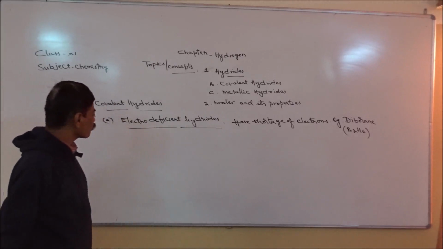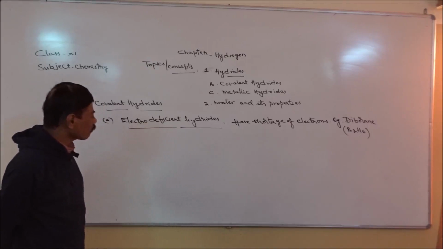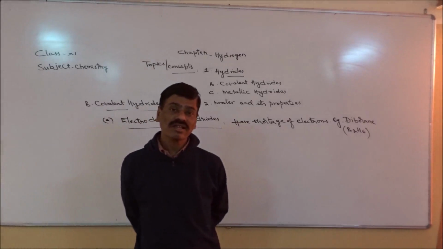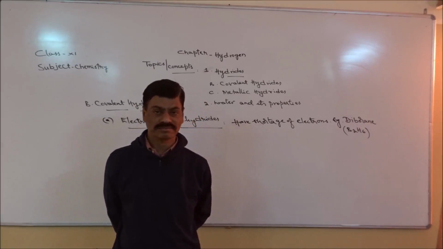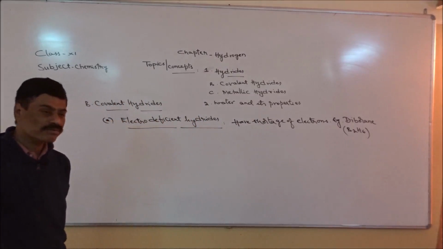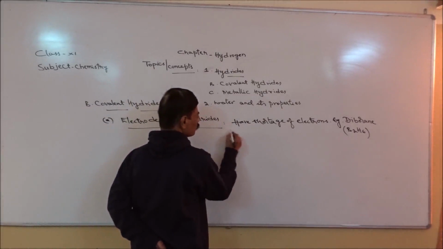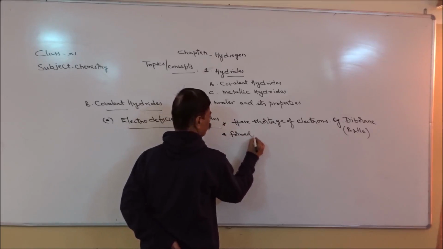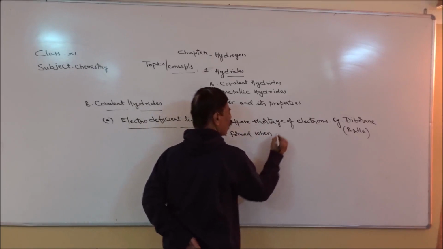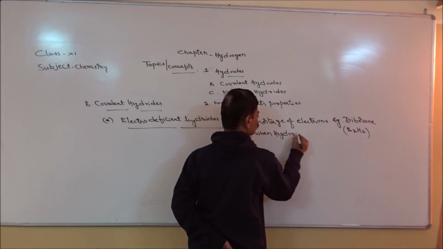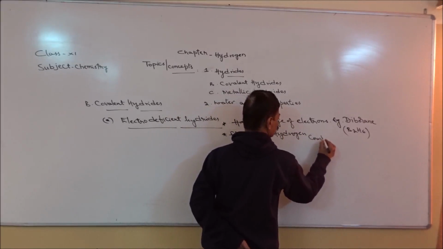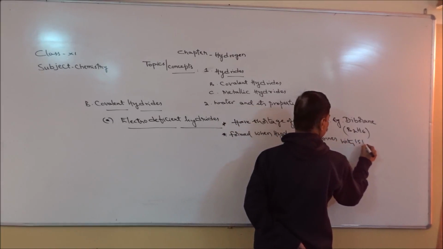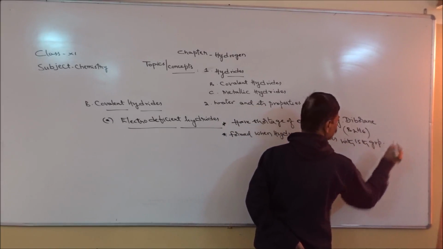Next, usually this type of hydrides are formed when hydrogen combines with 15th group elements. This is second important point. So formed when hydrogen combines with fifteenth group elements.